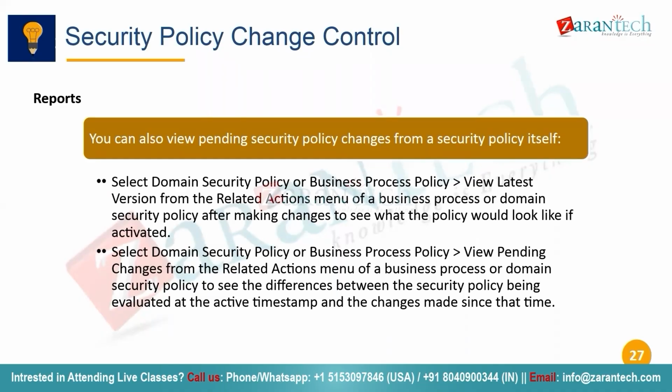What you can do is select the domain security policy or the business process policy. There is a related action, view latest version, on a business process or a security policy, and see what all changes are there, including the pending one as well. So view latest is there, showing what all got activated, or view pending as well. It will show from a security perspective what is pending and what is already activated, from related actions.